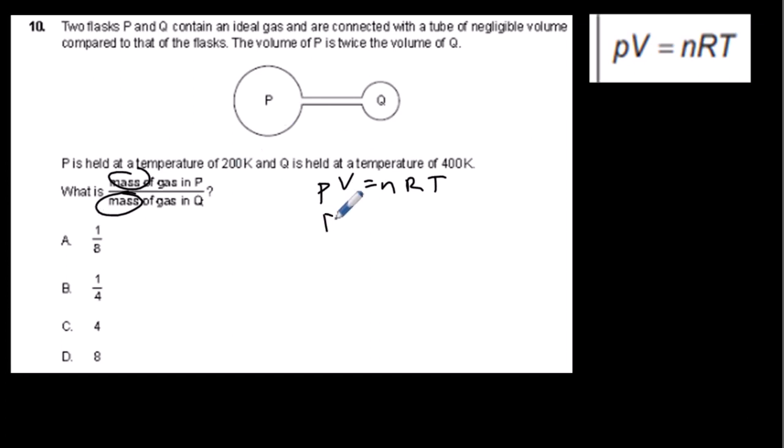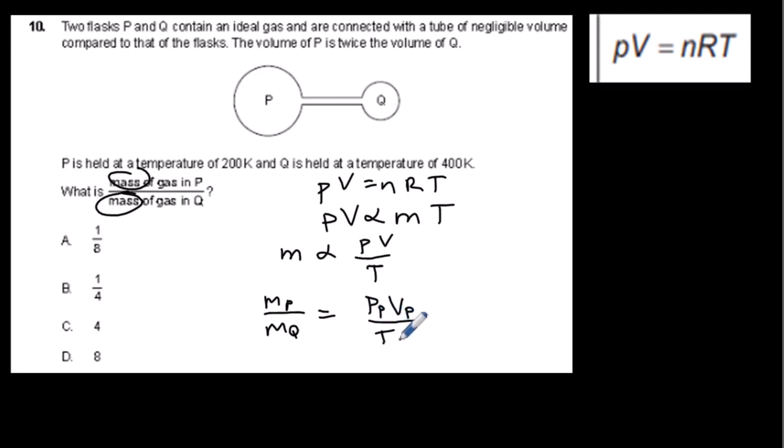So we can write here that PV must be proportional to mass times temperature, since R is just a constant. So mass would be proportional, just bringing things to the other side of the equation, to PV over T. So that means that mass of P divided by mass of Q must be equal to P at P, V at P over T at P, all divided by, well, I'm going to invert and multiply. So I'll get a TQ all over PQ, VQ.